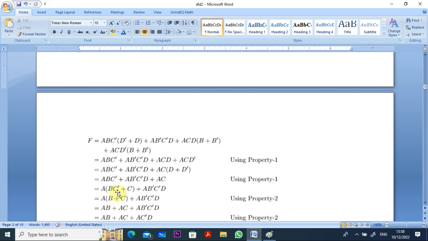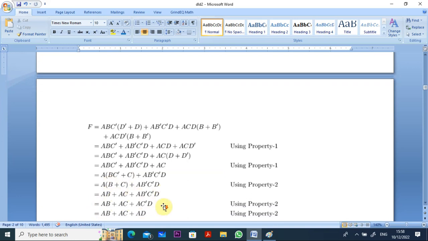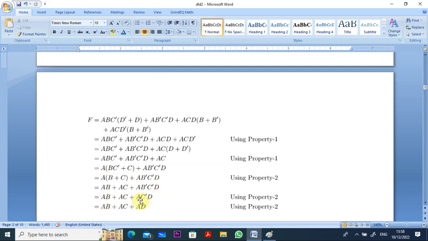So then if you take a common here, B C B complement of C plus C, which is equal to B plus C, it is according to property number 2. So it becomes, and if you expand these things, it becomes AB plus AC plus this one. Get it now? Are you getting me this thing?